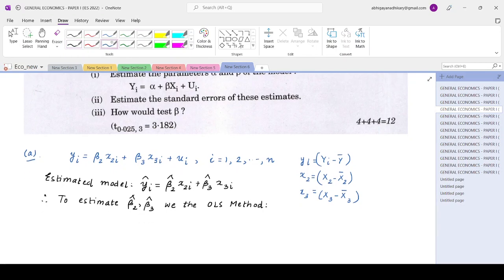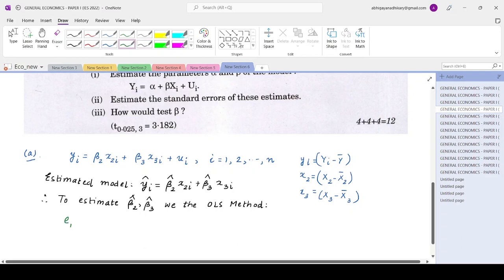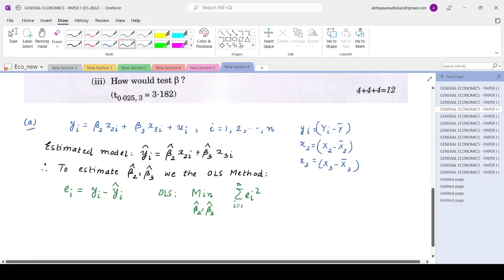Therefore, what do we do in OLS? Just as a recap, we have already seen it in the case of simple models. What is the error that we encounter by fitting this model? It's small yi minus yi hat. This is the error, right? And what does OLS do? It tries to minimize the sum of squared error terms by choosing beta 2 hat and beta 3 hat. That means choose beta 2 hat and beta 3 hat in such a way that the sum of squared error is minimized.